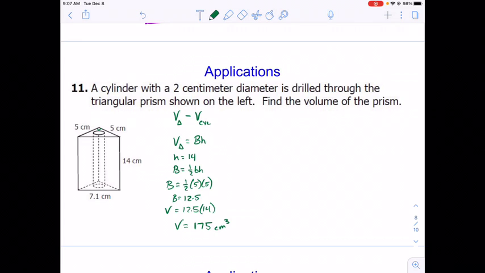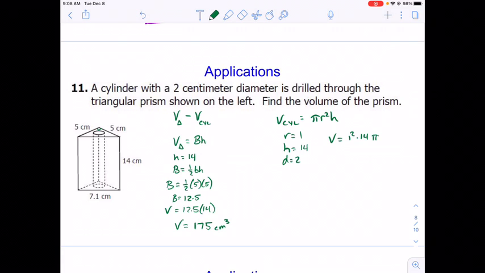Now we're going to have to subtract out the volume of the cylinder. The volume of the cylinder, as we know, is pi r squared times the height. The radius and the height are the only two variables we have to identify. They said it's a 2 centimeter diameter, so if the diameter is 2, our radius is 1 because you cut it in half. The height is still the same because the height of the cylinder is also the height of the prism, which is 14. So the volume is going to equal pi times 1 squared times 14.